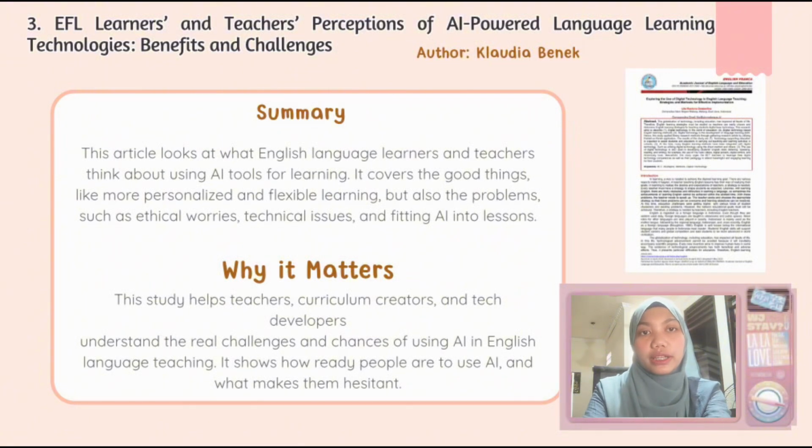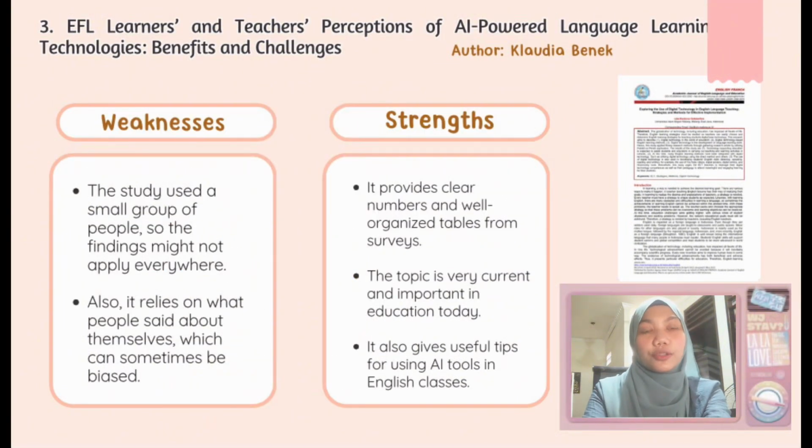And this is for the weaknesses. The study used a small group of people, so the findings might not apply everywhere. Also, it relies on what people said about themselves, which can sometimes be biased. And the strengths: it provides clear numbers and well-organized tables from the survey. The topic is very current and important in education today. It also gives useful tips for using AI tools in English classes. So, the weaknesses and the strengths are almost the same as the previous articles.